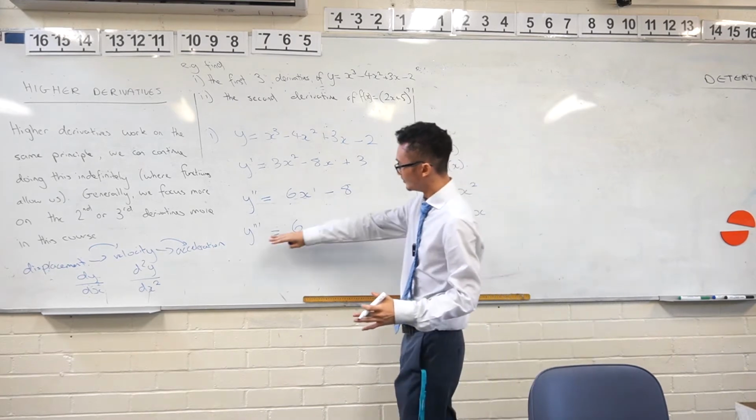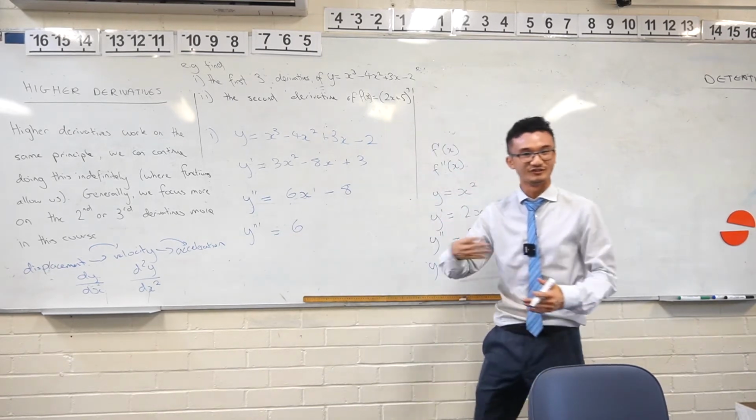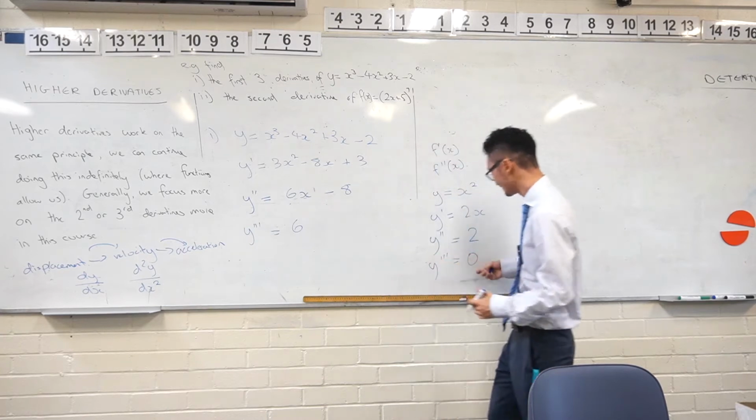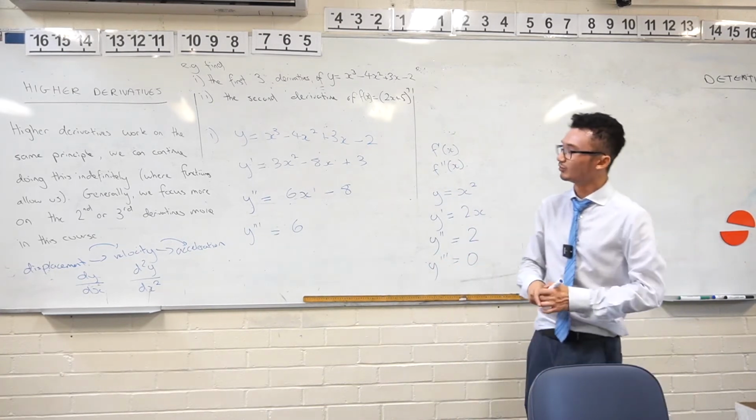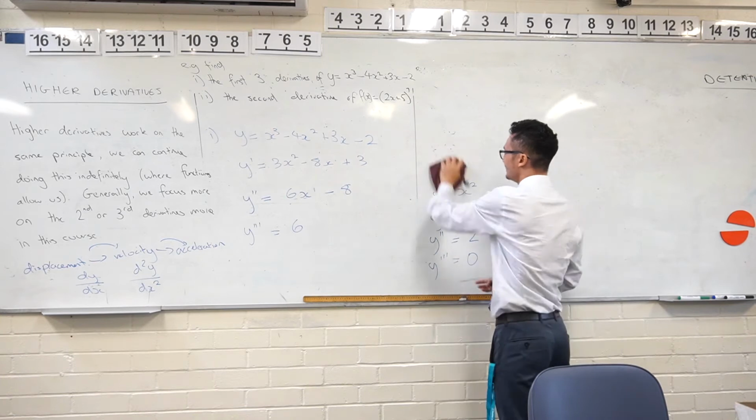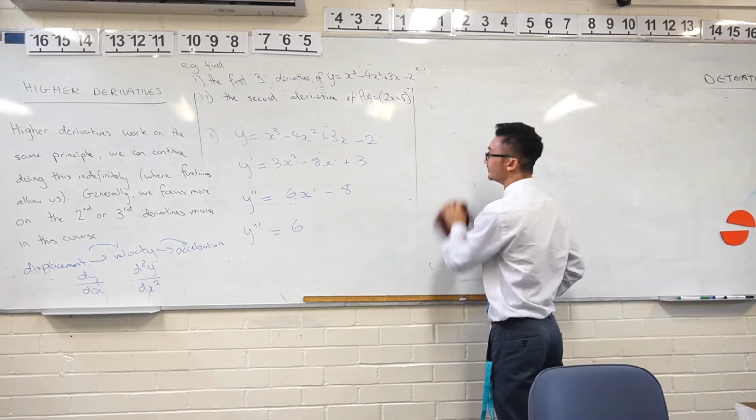So you can see beyond this point, if you were to keep differentiating, you would just end up with zeros multiple times. So not much more point in doing that, right? It becomes a little trickier when you have things like part 2 now.